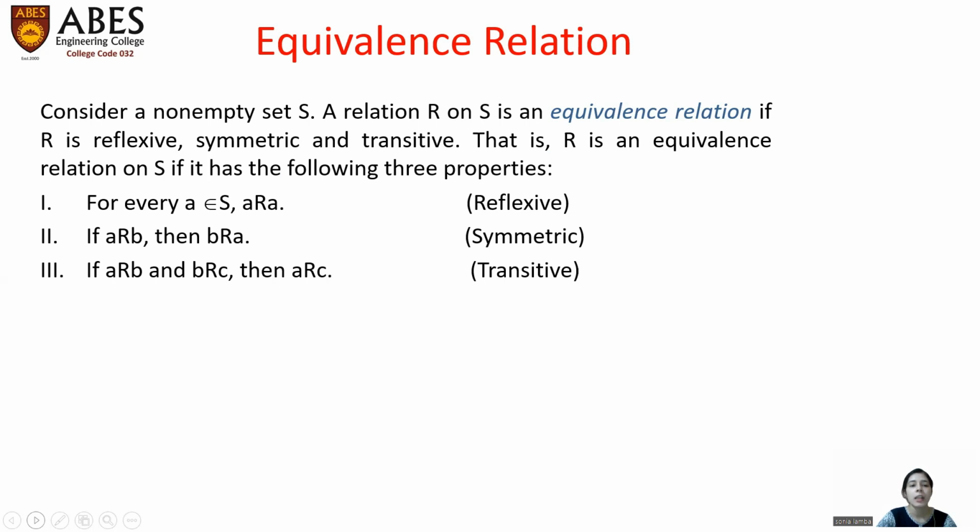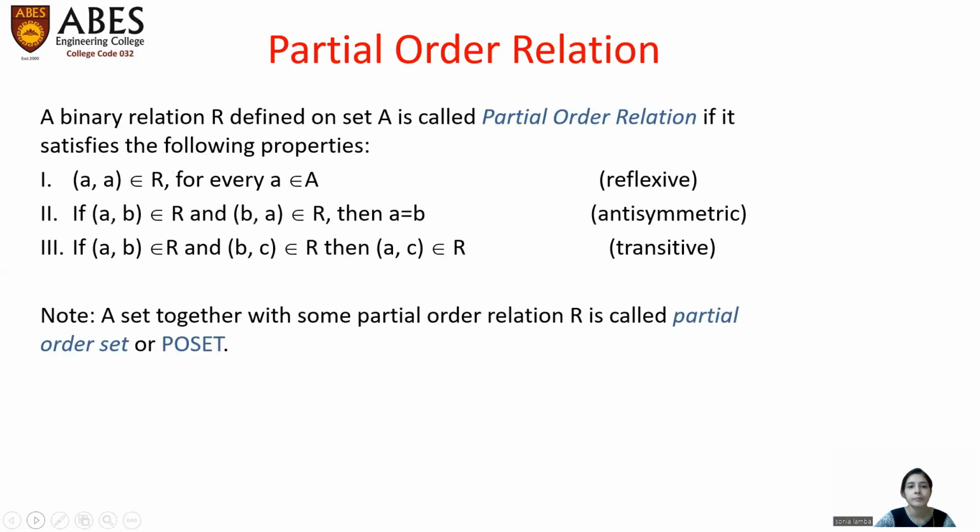For symmetricity, if the ordered pair A comma B is in the relation, then the ordered pair B comma A must also belong to the relation. And the transitivity property says if A comma B is in the relation and B comma C is in the relation, then the ordered pair A comma C must belong to the relation. So for a relation to be an equivalence relation, these three properties must be satisfied. If one of the properties is violated, then in that case we will say that the relation is not an equivalence relation.